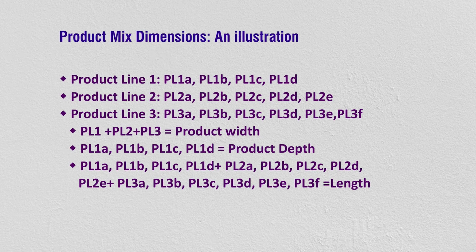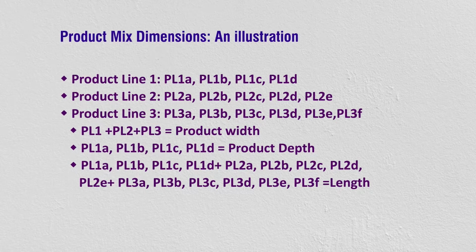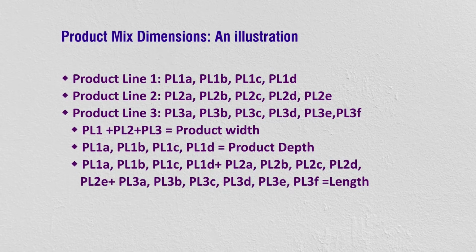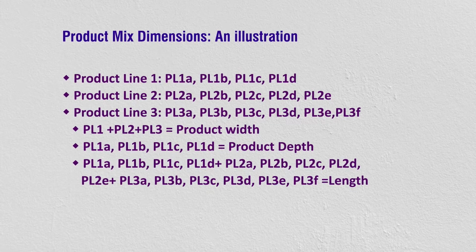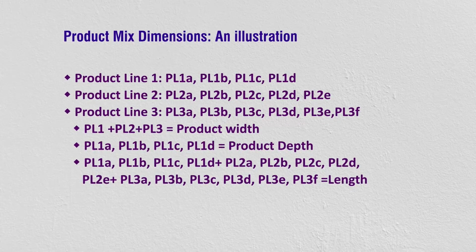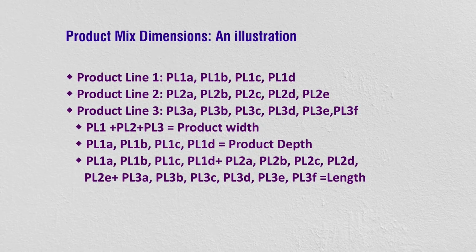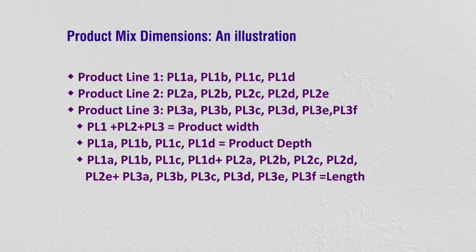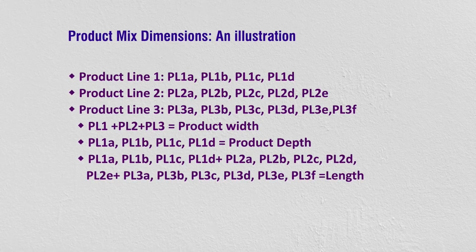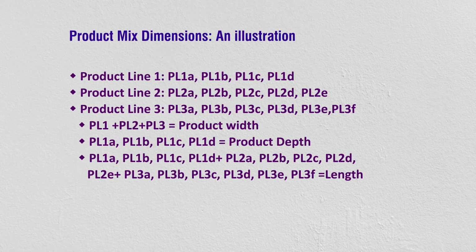In this example, company XYZ Limited has product line 1 with 4 product items: PL1A, PL1B, PL1C and PL1D. So one product line, 4 variants, right? Another product line is product line 2, cosmetics, maybe creams, lipsticks, or anything. Here they offer 5 individual products: product line 2A, 2C, 2D and 2E. The third product line is food items, which has 6 variants: product line 3A, 3B, 3C, 3D, 3E and 3F.